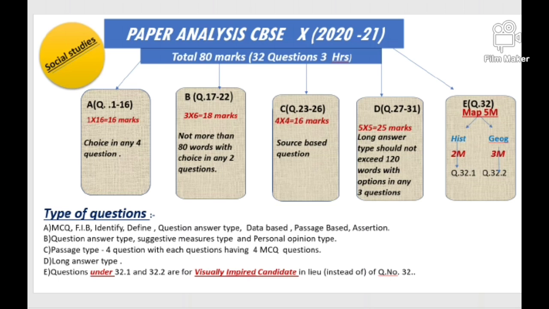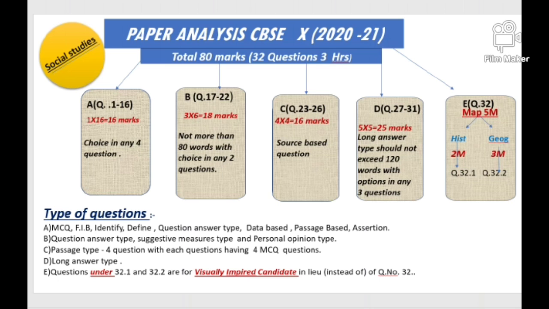Now section C has question 23 to 26, 4 questions of 4 marks. That means total 16 marks fall under this group of questions. Now they are source based questions. What are source based questions? Children, it's very simple. The main source for you to study social studies is your social textbook. So these are textual based questions. You can have a paragraph or an extract coming from the textbook. If you have read your textbook lessons very well, you can crack these questions very easily.